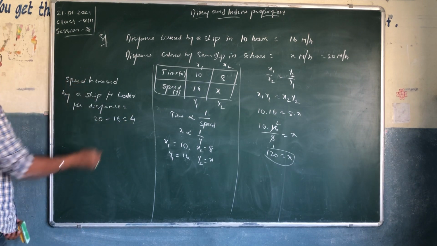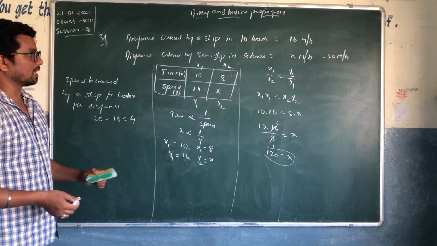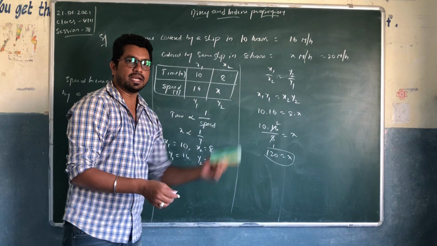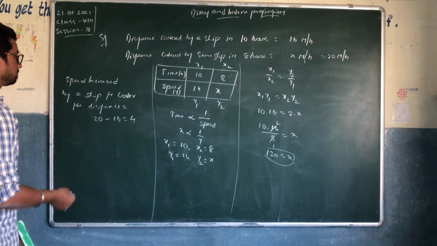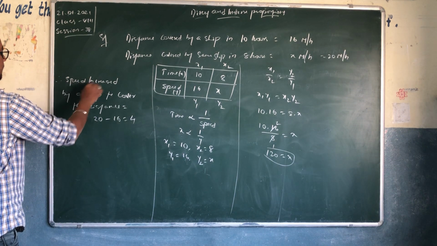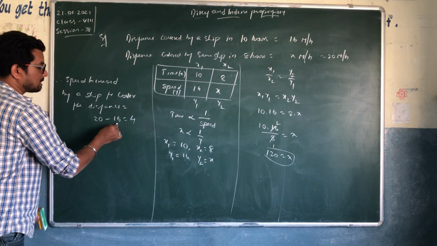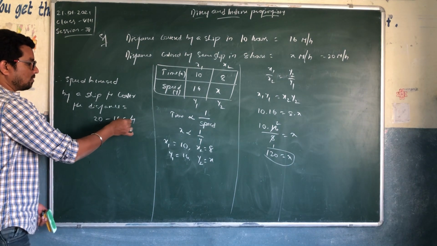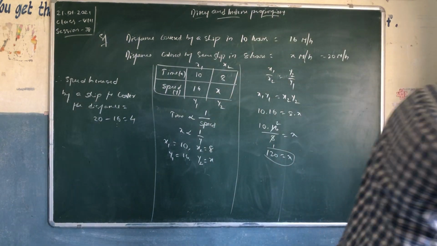So it increased to 4 miles per hour, right? 4 miles per hour to reach the destination in 8 hours. Okay, so that will be your answer. Therefore, speed increased by a ship to cover the distance is equal to 20 miles per hour minus 16 miles per hour is equal to 4 miles per hour. Okay, that is your second sum.